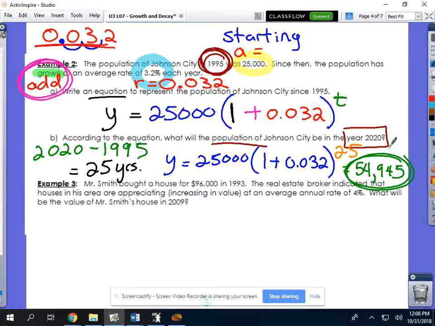All right, so give it a try. Try this next one right here, example 3. Work that one with your neighbors and see if you're able to figure it out together. Keep up the good work.